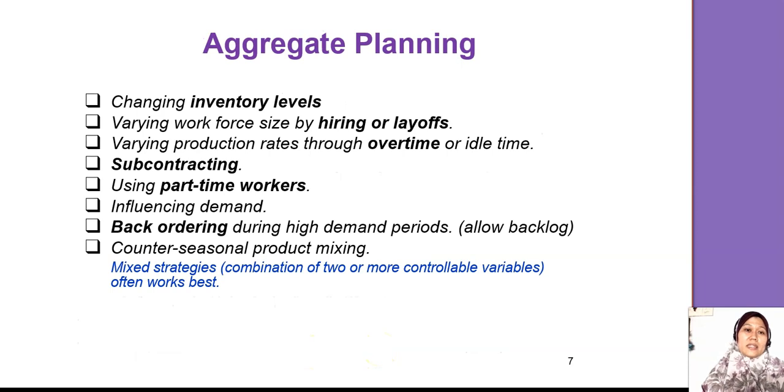These are the options for aggregate planning: changing inventory level, hiring temporary workers, doing overtime. Sometimes if they don't have enough resources, they have to subcon, asking another company to help them in making the product. Also using part-time workers, and sometimes they allow back ordering, in which they allow backlog. The customer says it's okay if you cannot fulfill our demand, but you need to pay us.